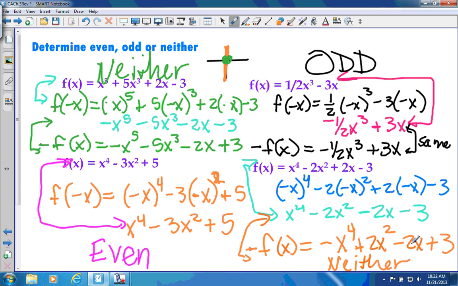Like I said, you can see that graphically because it won't reflect over the y-axis, or it won't reflect over the origin. So you'll get a couple like that.